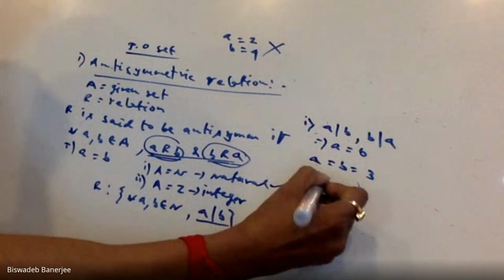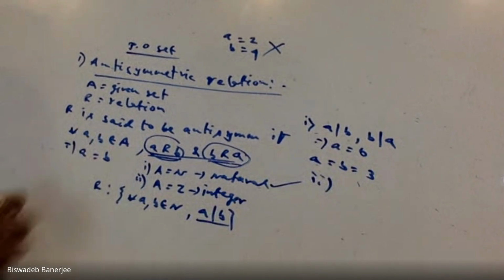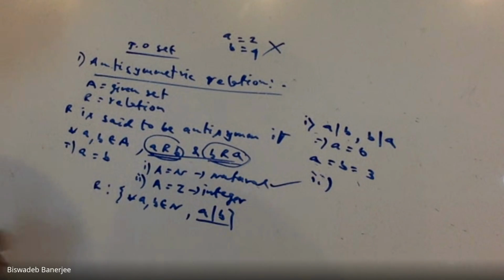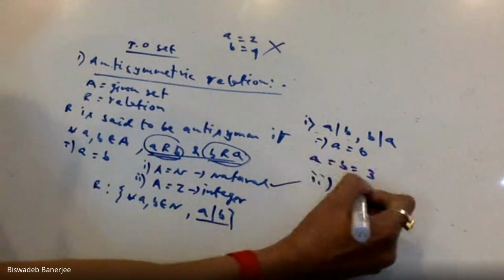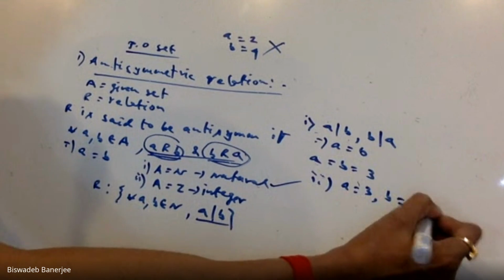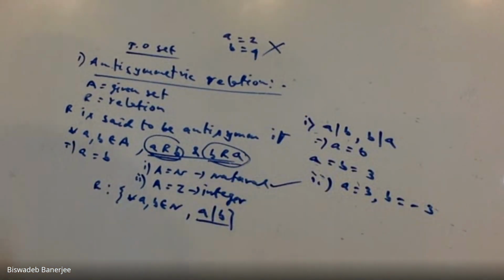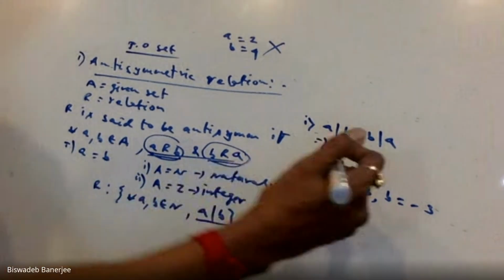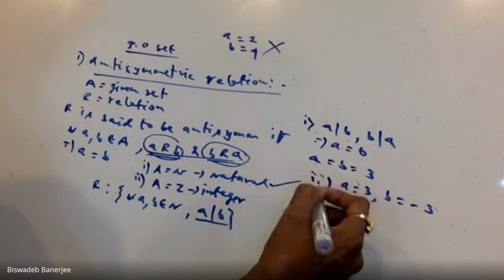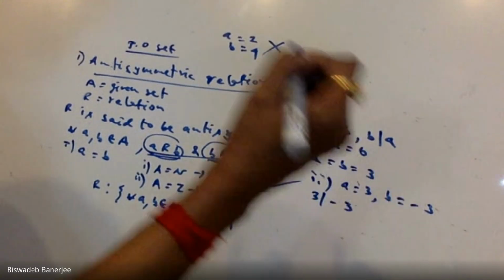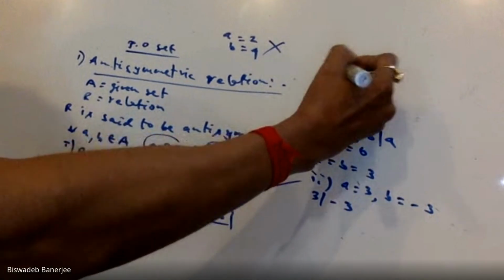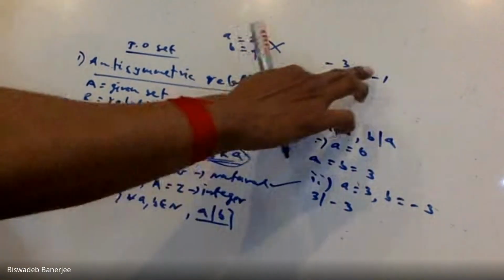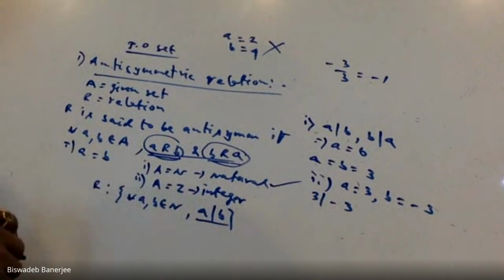Now for the second example, here this set is different. The set is the set of all integers. So here, if we take A equal to 3 and B equal to minus 3, what happens? See, 3 divides minus 3, obviously, because minus 3 by 3 equals minus 1, which is an integer. You can say that 3 divides minus 3.